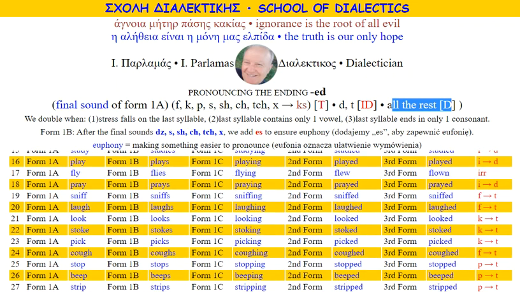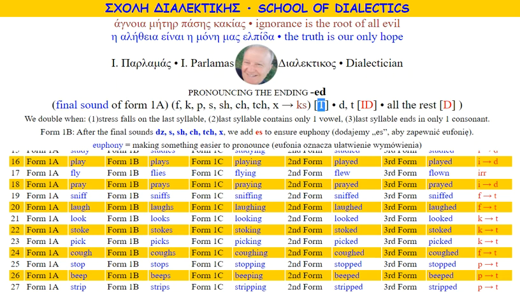Now we have sniff, final sound F. You see here when we have the final sound F, the ending ED must be pronounced as T. So sniff, sniffs, sniffing, sniffed. Okay, the T must be clear and loud. Sniffed. Okay, we must spit it out. Sniff, sniffs, sniffing, sniffed.